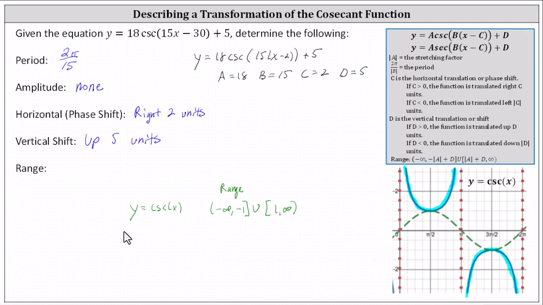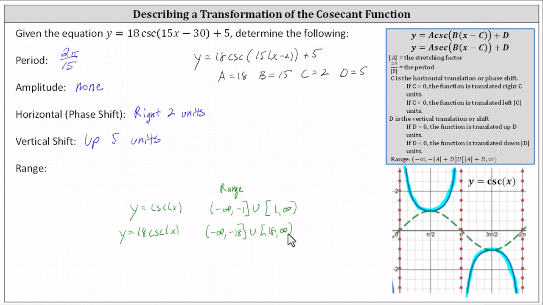And now let's consider the range of y equals 18 cosecant x. Wherever the cosecant function value is negative 1, for this function the value would be negative 18, and whenever the cosecant function value is positive 1, the y value for y equals 18 times cosecant x would be 18, which means the range would be the interval from negative infinity to negative 18, including negative 18, union the interval from 18 to infinity, including 18.